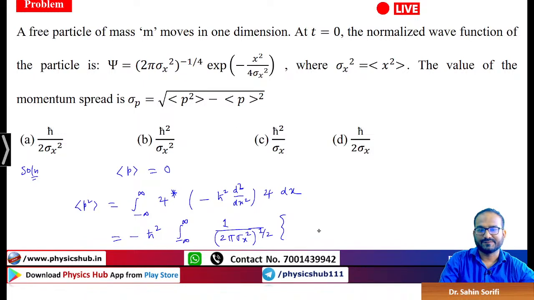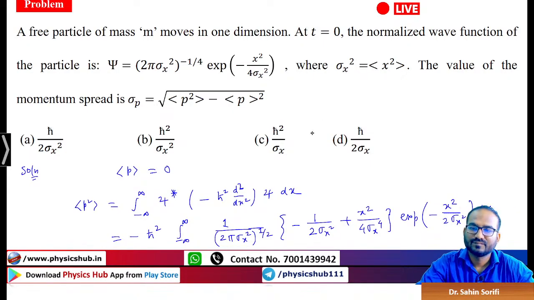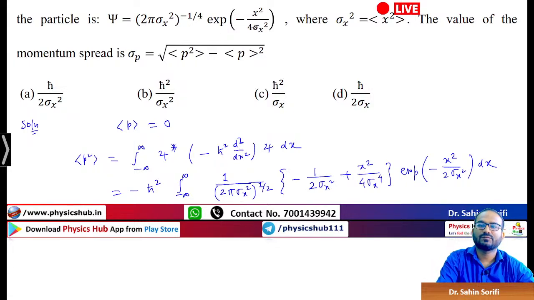derivative of psi, derivative of this thing, exponential minus x square by 4 sigma square. So minus 1 by 2 sigma x square plus x square by 4 sigma x to the power 4, exponential minus x square by 2 sigma x square dx. Can I write it? You see, the exponential term is appearing twice, one from the derivative and one from psi star. So that is why instead of 4 sigma x square it becomes 2 sigma x square. I hope this is clear. And these two terms are coming because we have taken the double derivative, and you will get it.